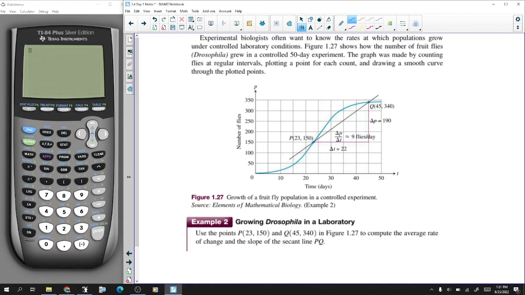Experimental biologists often want to know the rates at which populations grow under controlled laboratory conditions. Figure 1.27 shows how the number of fruit flies grew in a controlled 50-day experiment. The graph was made by counting flies at regular intervals, plotting a point for each count, and drawing a smooth curve through the plotted points.